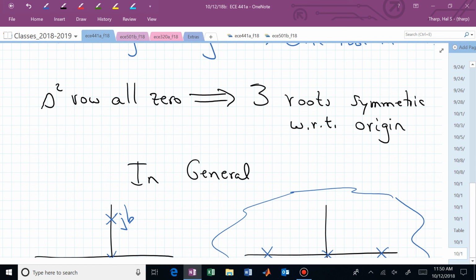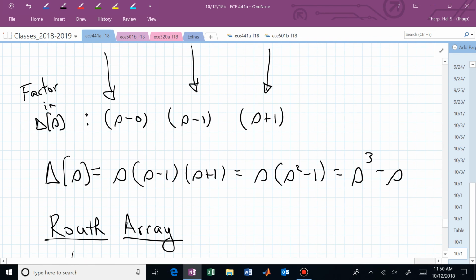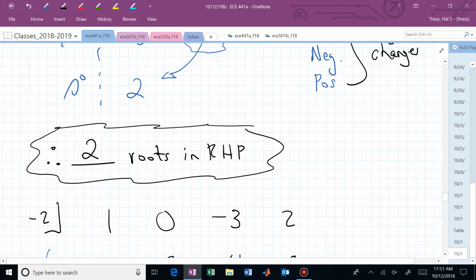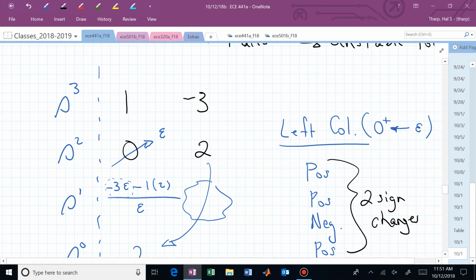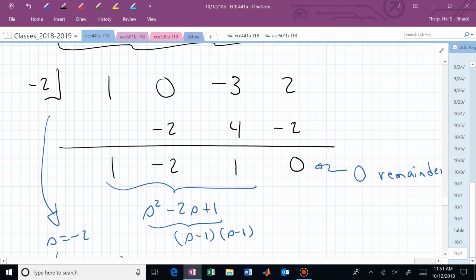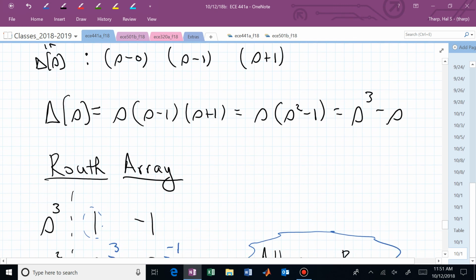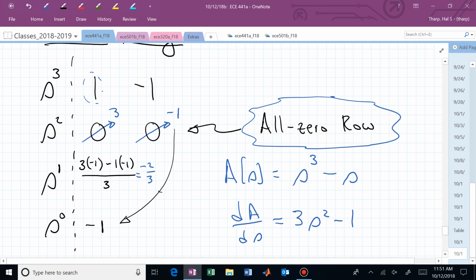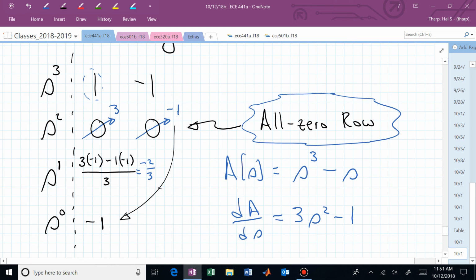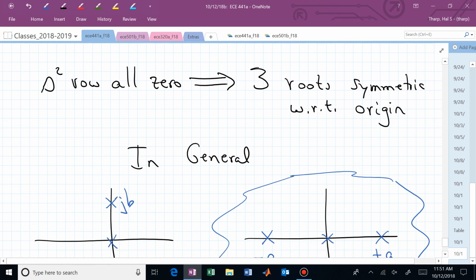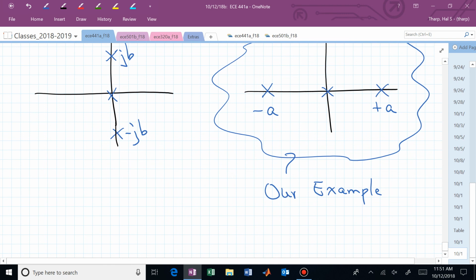Case A, where we have all non-zero elements in the left column. Case B, where we have to introduce an epsilon. That was in our third example that we illustrated. And we had 2 examples that illustrate case C, where we have an all 0 row, and when we have an all 0 row, we have symmetry with respect to the origin, and that symmetry is determined by the row immediately above the all 0 row. I hope that now helps you with these examples better understand the Routh array and how it can be used to tell you how many roots are on the imaginary axis, how many roots are in the right half plane, and how many roots are in the left half plane.